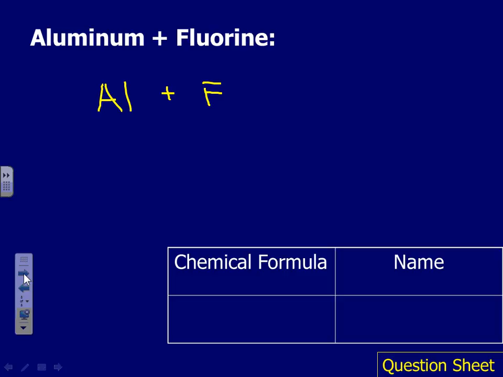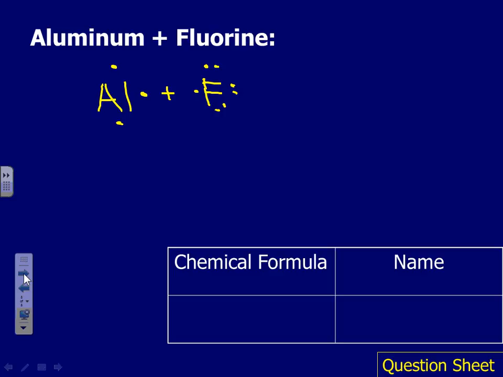How many dots on the aluminum? You getting the idea? 3. And how many on the fluorines? 7. Yeah, 3 and 7. Now, aluminum wants to get rid of everything. Fluorine can only take 1. What am I going to do to fix this issue? Yep. I need 2 more fluorines, right?